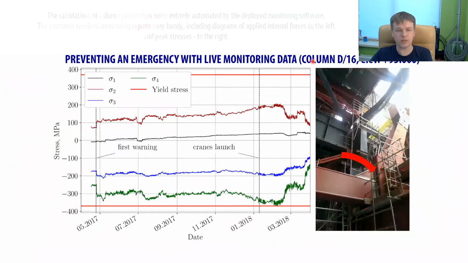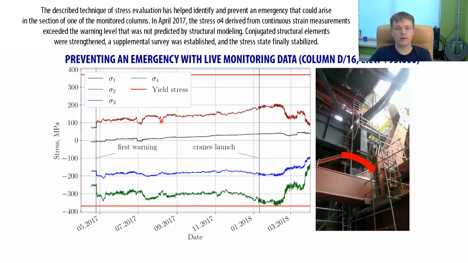The described technique of stress evaluation has helped identify and prevent an emergency that could arise in the section of one of the monitoring columns. In April 2017, the stress sigma 4, this green line, derived from continuous strain measurements, exceeded the warning level that was not predicted by structural modeling. Conjugated structural elements were strengthened and a supplemental survey was established. The stress state finally stabilized.